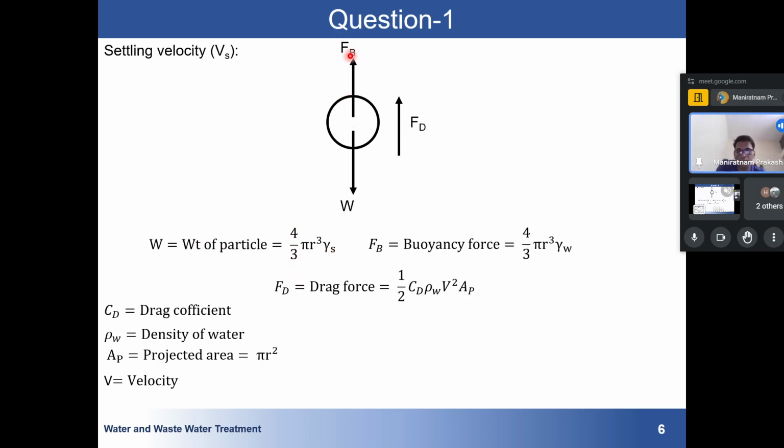Similarly, there will be a buoyancy force exerted by water on the system, given by 4 by 3 pi r cube into the density of water. And finally, there will be a drag force, given by 1 by 2 into the coefficient of drag into the density of water into velocity square into the area of projection. Consider this particle to have a radius r and diameter d, so r will be d by 2. These are the basic formulas that everyone knows.